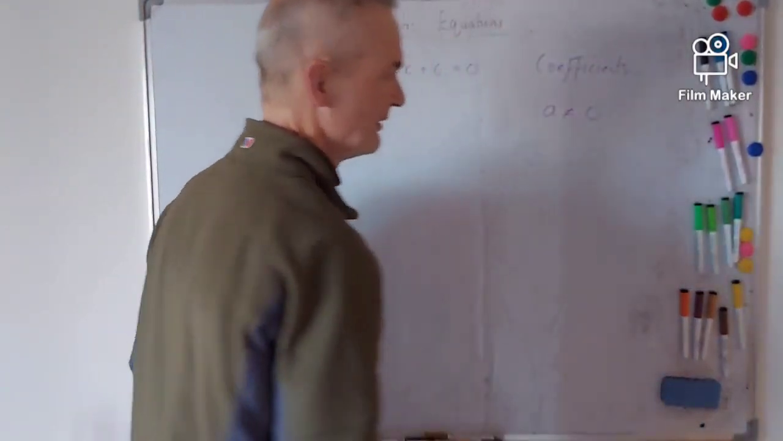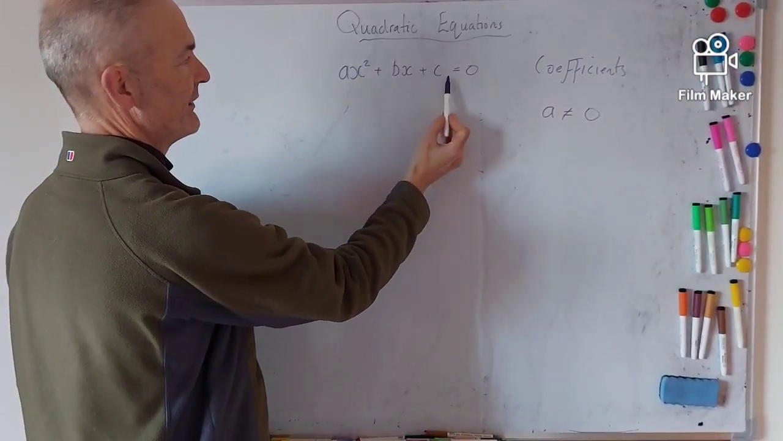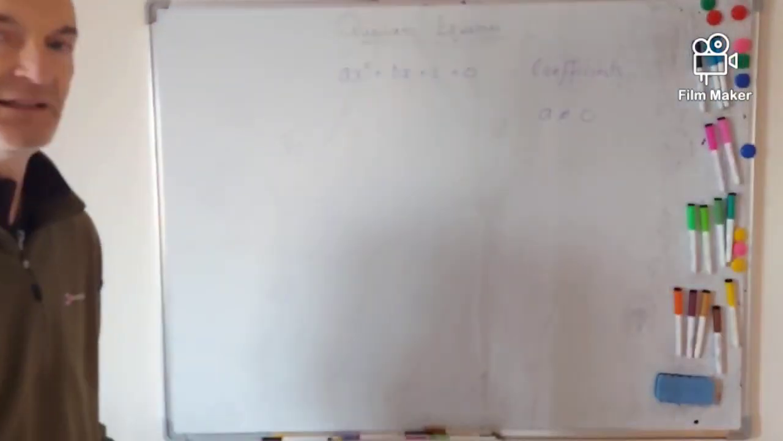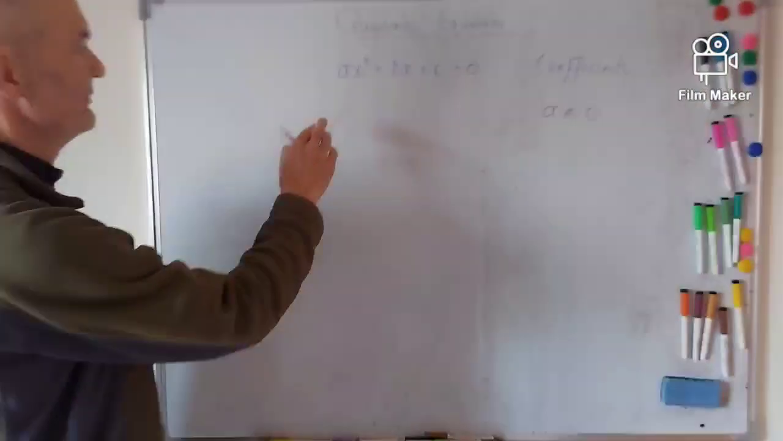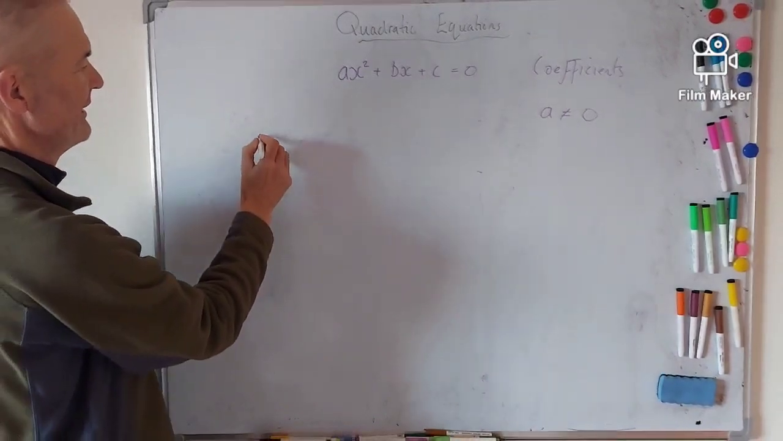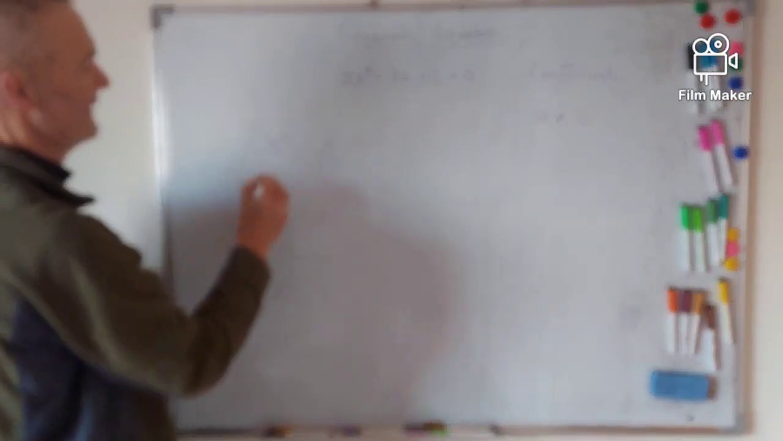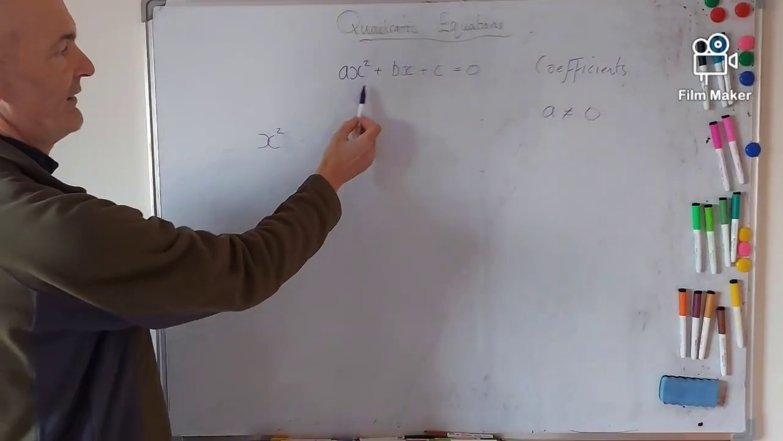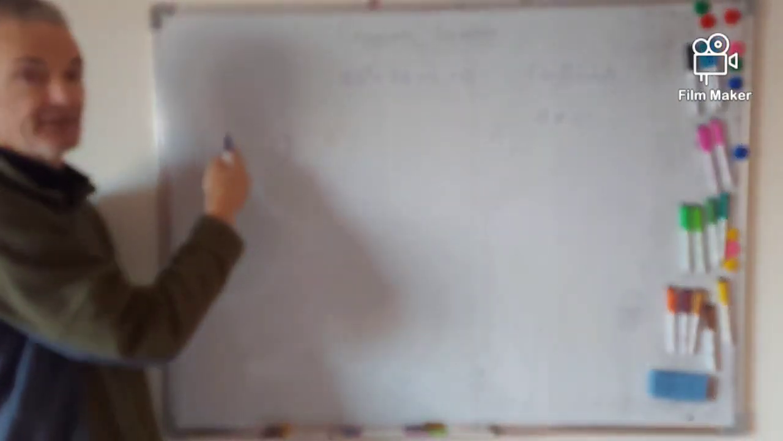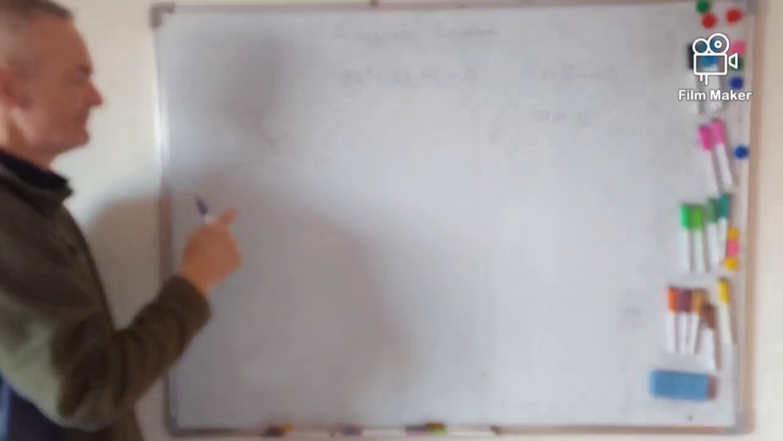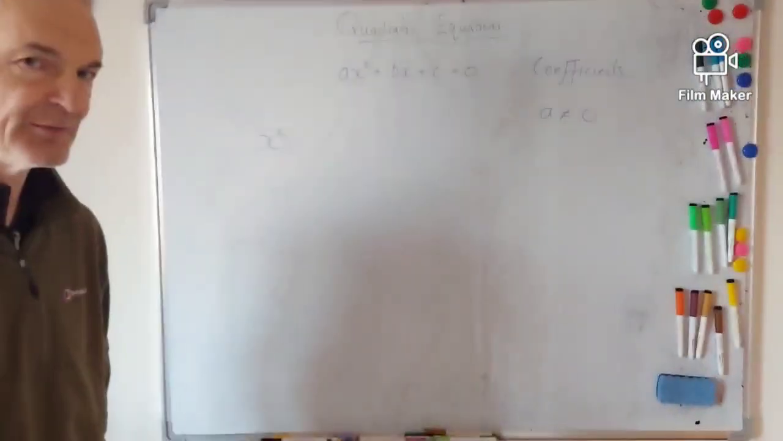So let's have a little look at what happens with these values, these coefficients I put here. What do they mean? And what happens if you assign values to them? So initially, let's have a little look at if we just consider x squared, this term here. So in this case, a is 1. Don't write it in. The convention is we don't put 1 in there. We just assume it's there.